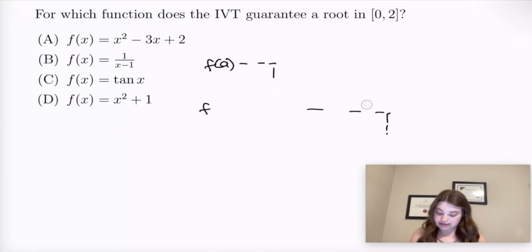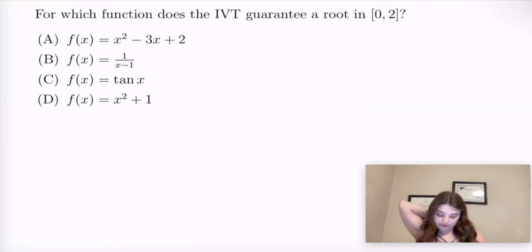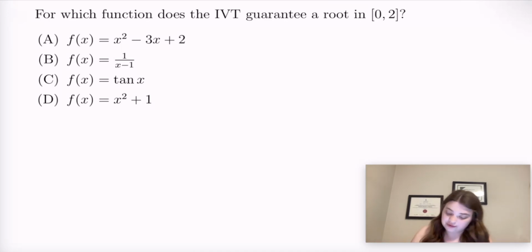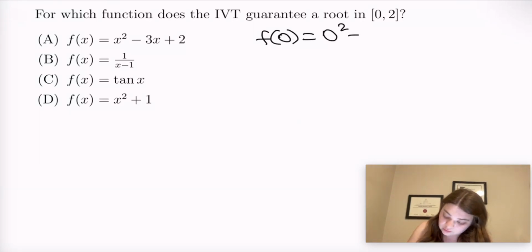Okay, so the first one says, for which function does the IVT, the intermediate value theorem, guarantee a root in [0, 2]? All right, so what does this mean? It means somewhere from 0 to 2, where do we have a root? In other words, where do we have f of x equaling 0? Well, let's try the first one and see if it's accurate or not. First we have to find f of 0.